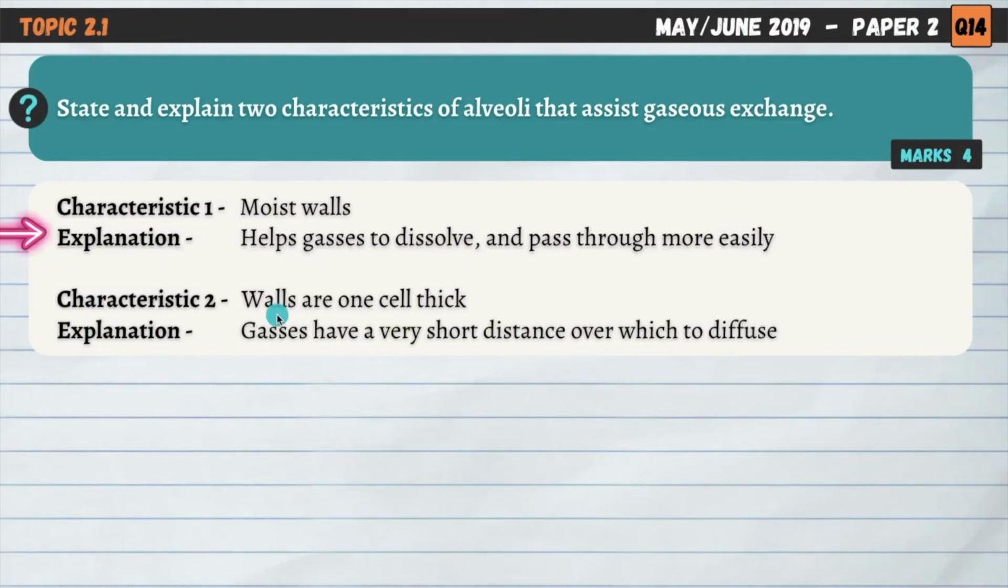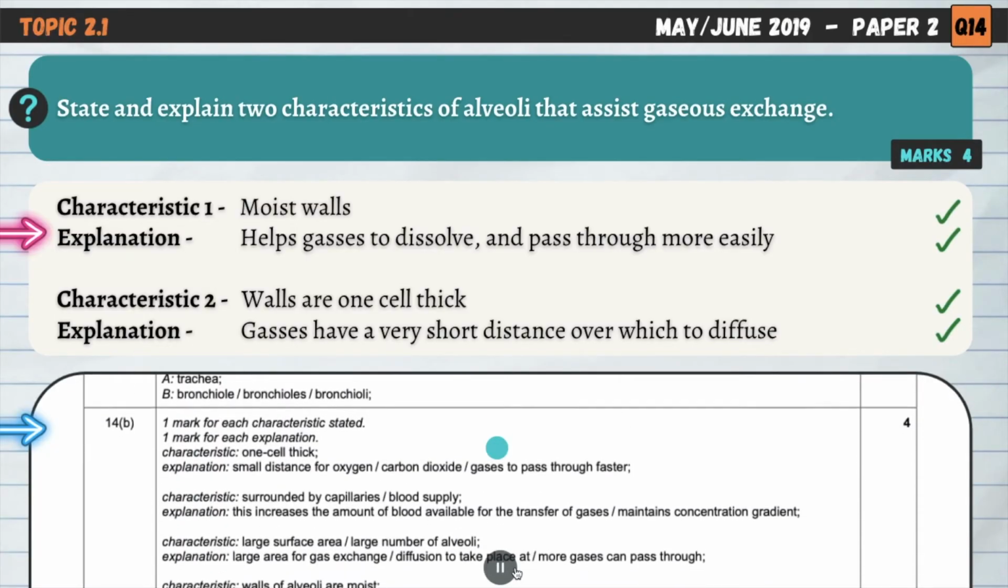The second one, the walls are only 1 cell thick. They have very thin walls. How does this assist gaseous exchange? Well, gases have a very short distance over which to diffuse. Obviously, thinner walls mean a shorter distance over which those gases have to travel, either from the alveoli to the blood or vice versa.